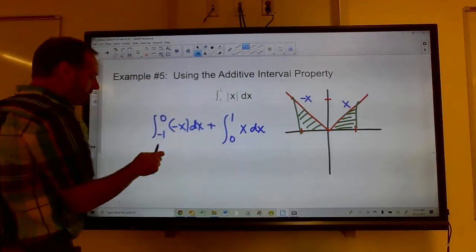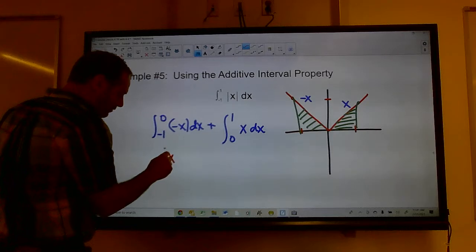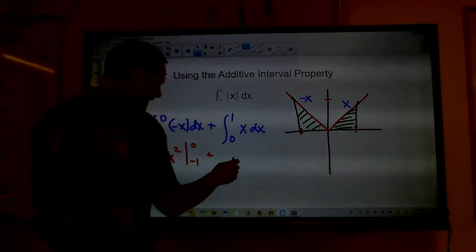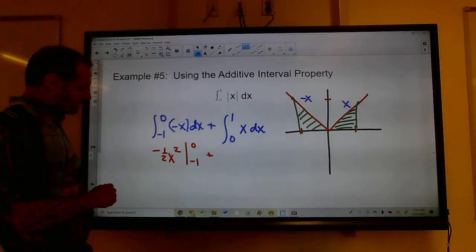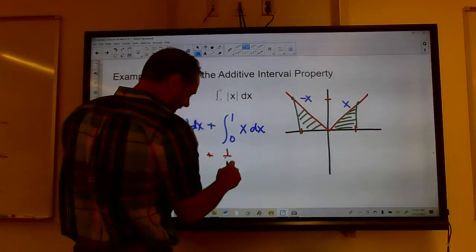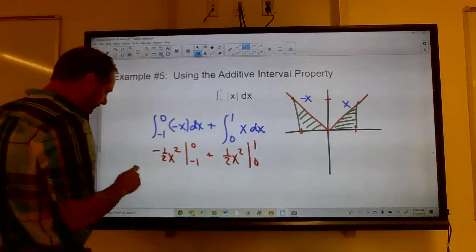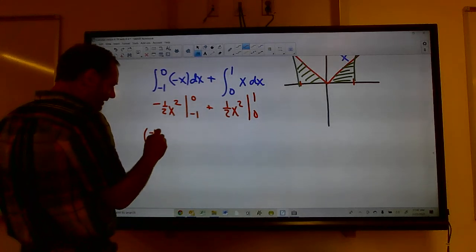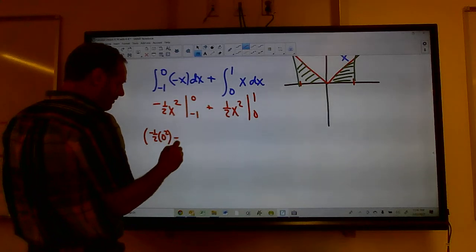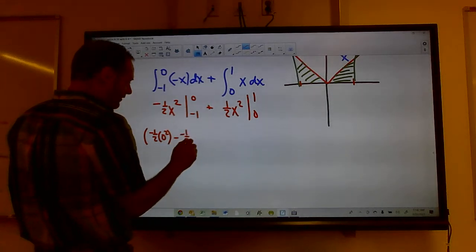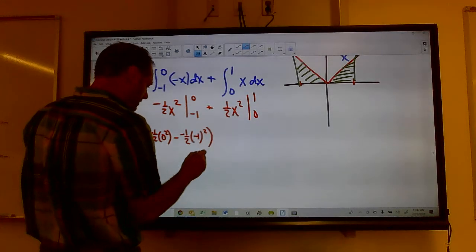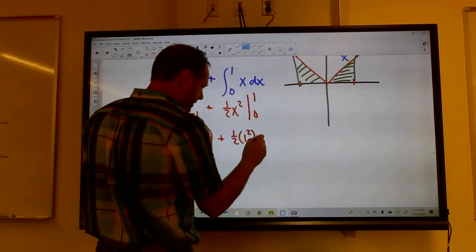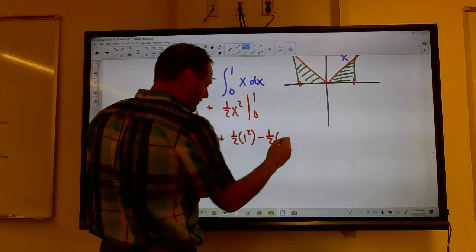Okay, so the integral of this is going to be negative 1/2 x squared, evaluated from negative 1 to 0. Sorry about that, I forgot my negative sign. I'm going to add to that 1/2 x squared, evaluated from 0 to 1. So this is going to be negative 1/2 of 0 squared minus negative 1/2 of negative 1 squared plus 1/2 of 1 squared minus 1/2 of 0 squared.